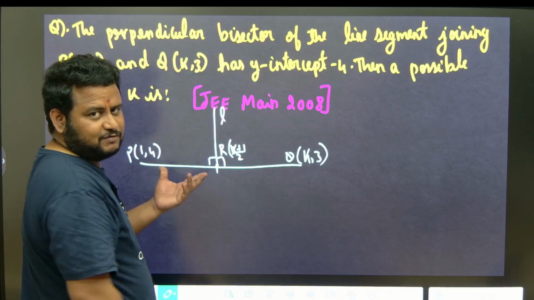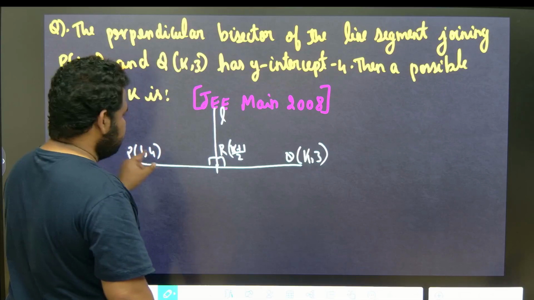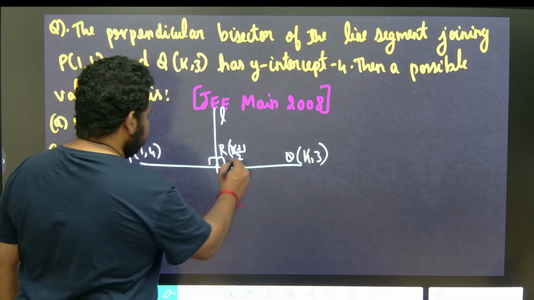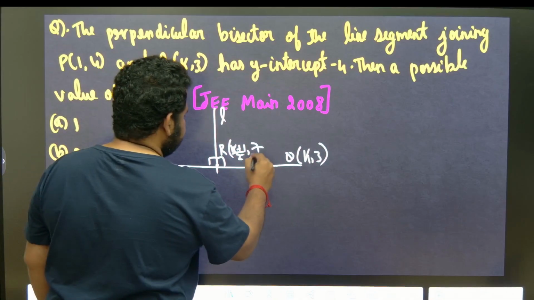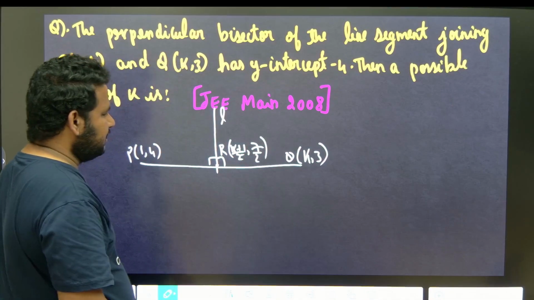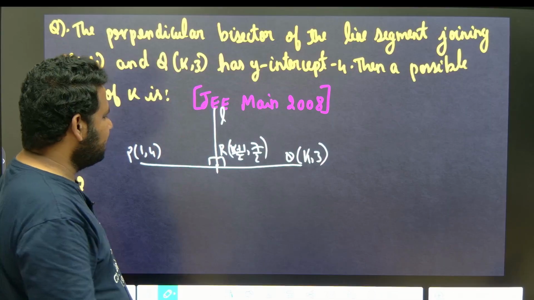Just applying the midpoint formula, x1 plus x2 by 2, y1 plus y2 by 2. K plus 1 by 2, and this will be 3 plus 4, 7 by 2. This is what I get, the coordinates of R, that is the midpoint of PQ, and L is the perpendicular bisector.